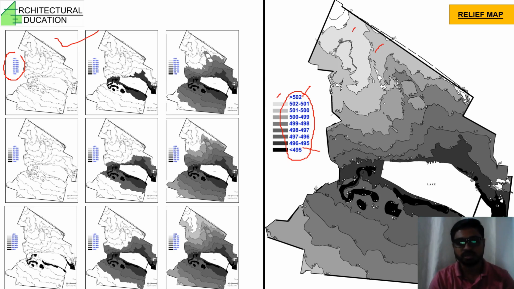This is from a reverse direction. Let us start from here only. So 502 to 501, 501 to 500, which is over here, and so on.